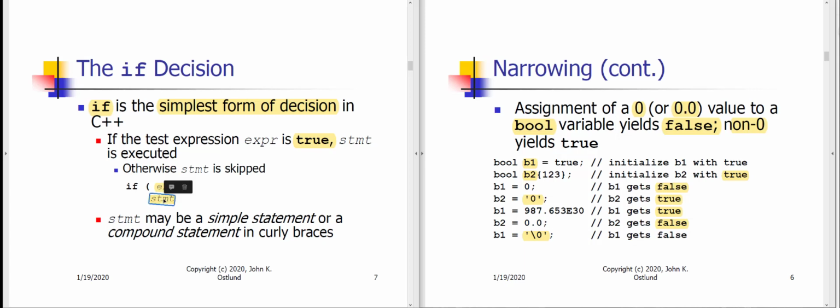Now, the statement here within the body of the if can be a single simple statement ending with a semicolon, or it could be a compound statement contained in curly braces. So you can put curly braces around some sequence of statements to create this thing called a compound statement. And having a compound statement enables you to put multiple statements into the body of the if.